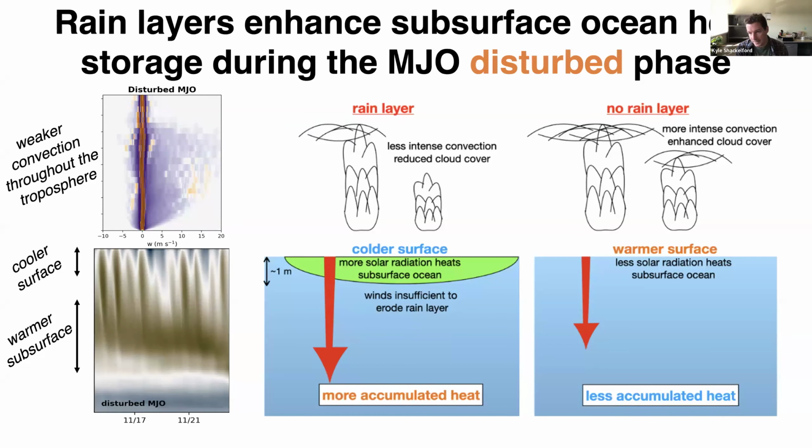In the no rain layer simulation, you have a warmer ocean surface. This results in more intense atmospheric convection and enhanced cloud cover. So you have less downwelling shortwave radiation impinging on the ocean surface. You have less accumulated subsurface ocean heat. And you have this regular diurnal cycle of deepening of the ocean mixed layer, where subsurface ocean heat is not cut off from the atmosphere for extended periods of time.